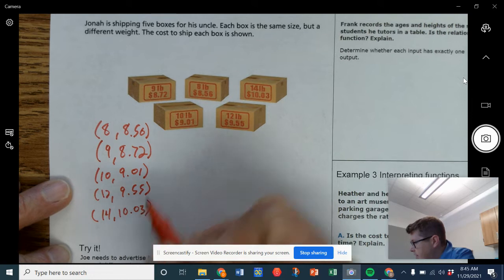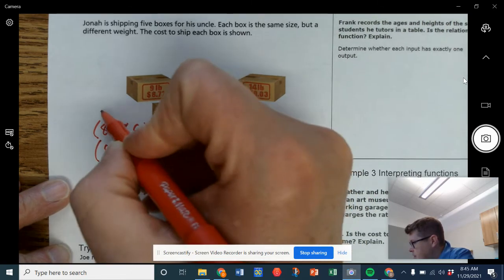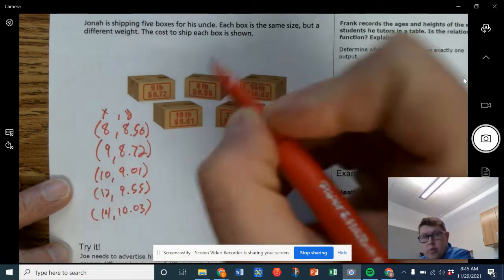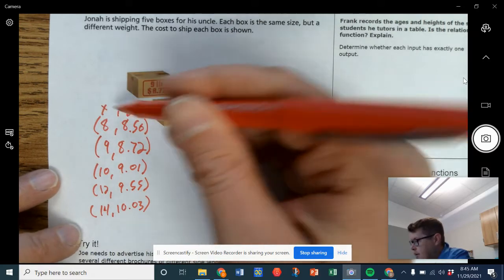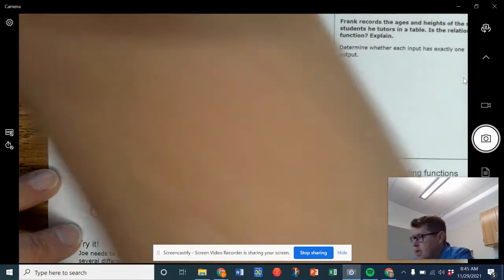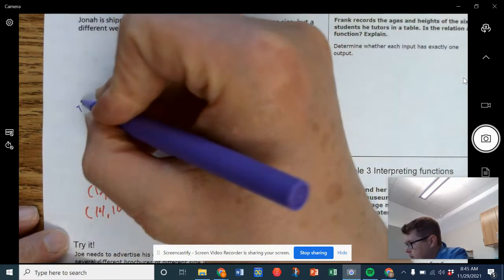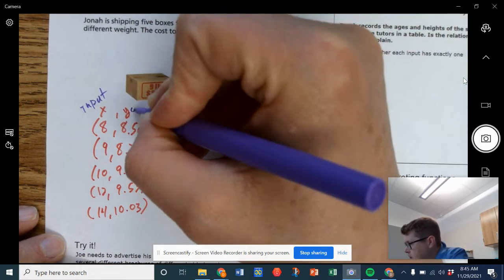So you can see here that each of our inputs are X values, right? Because it's an ordered pair, right? So an ordered pair always has an X and a Y, right? All of your X values are your inputs. And actually, let's start using this vocabulary: input, output.